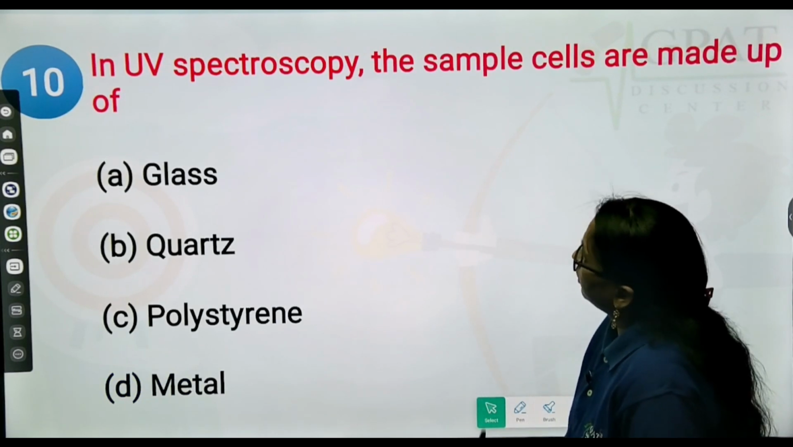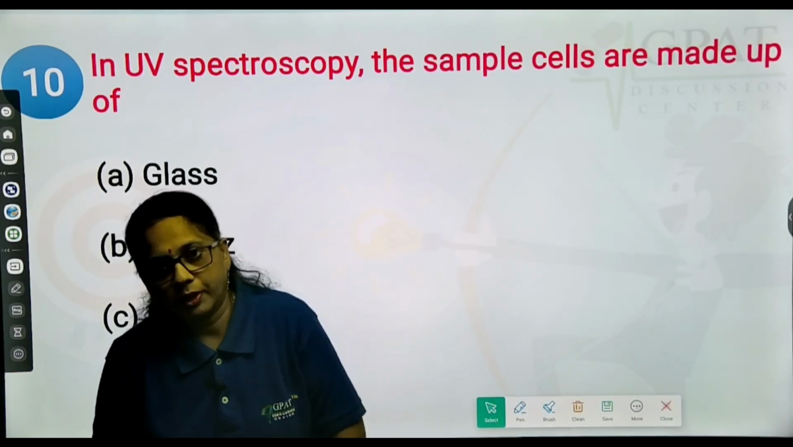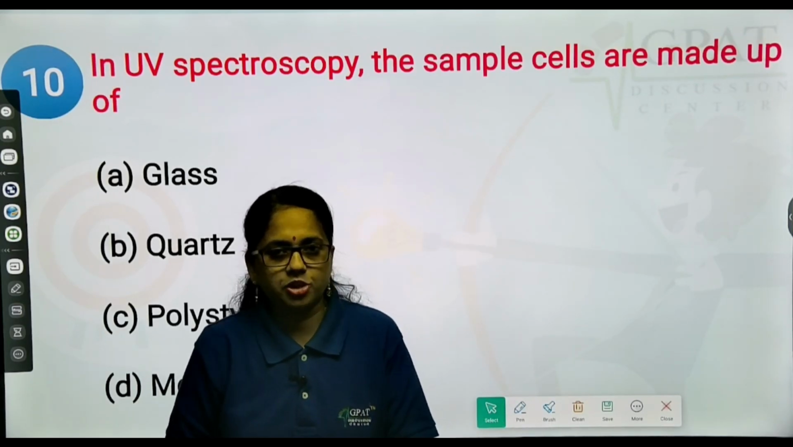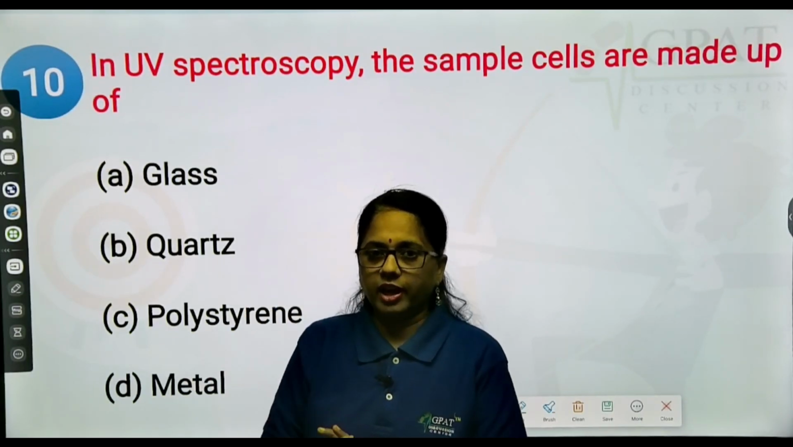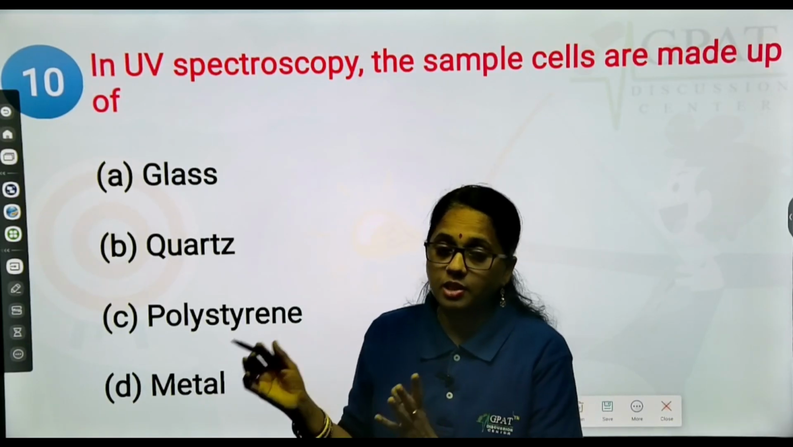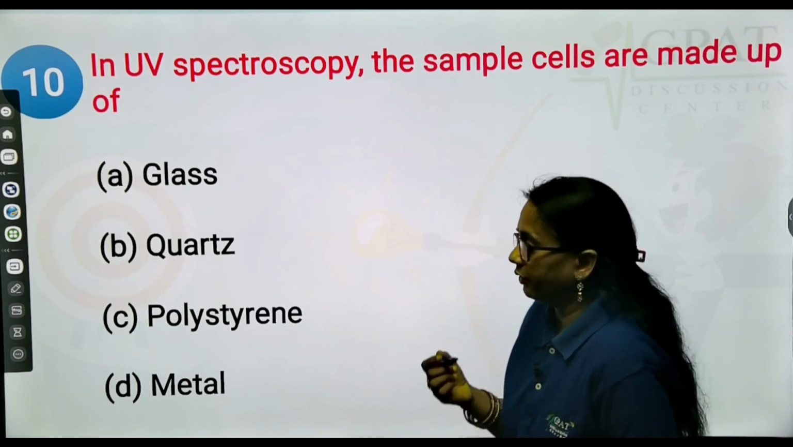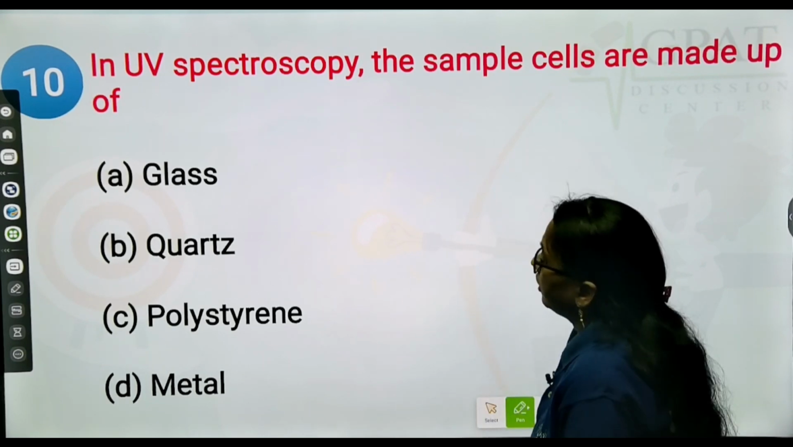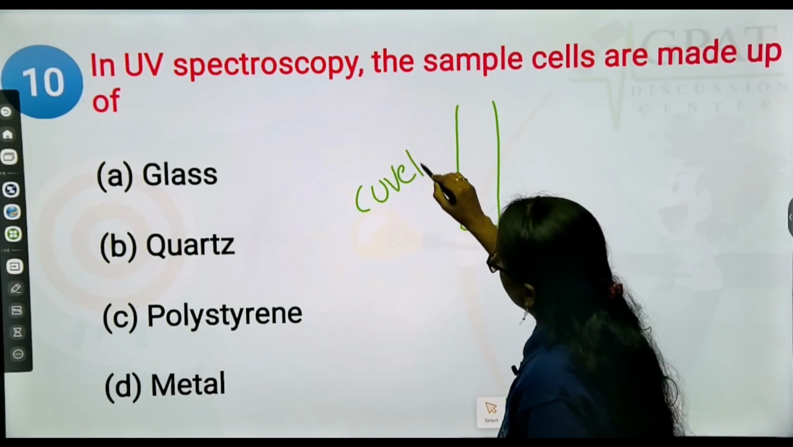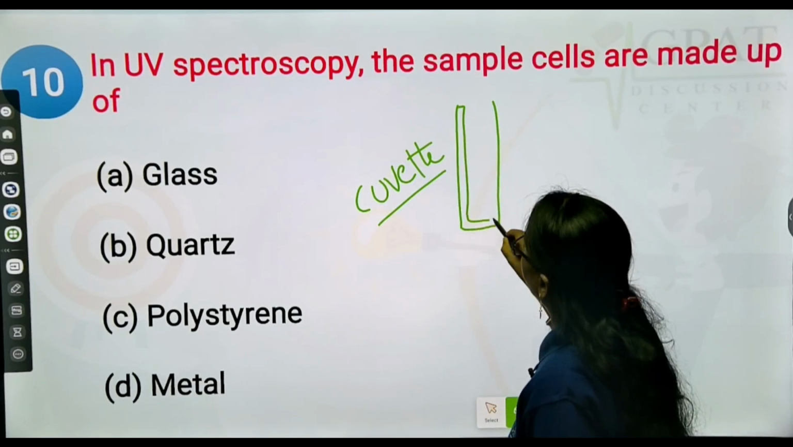Next question: in UV spectroscopy, the sample cells are made up of what? In the instrumentation part, the radiation from the source of light first enters the monochromator, where the polychromatic light is converted to monochromatic light, and then it enters the sample cell. Those sample cells come in different path lengths, and actually we call them cuvettes. These cuvettes also come in different capacities.